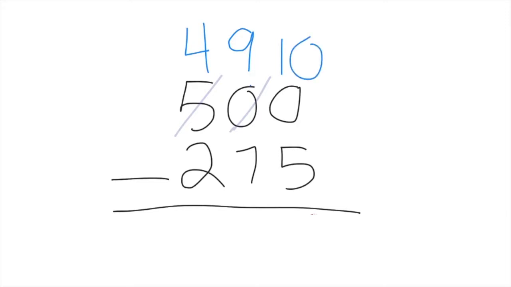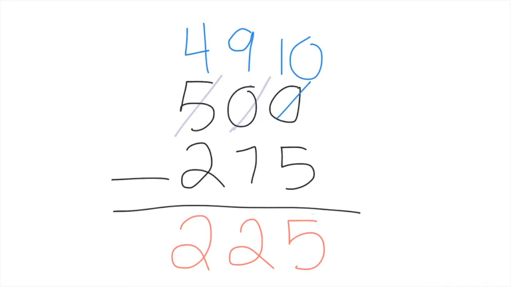Okay, so now that we've regrouped these, all we have to do now is subtract. So 10 minus 5 is 5, 9 minus 7 is 2, and 4 minus 2 is 2. So our answer is 225.